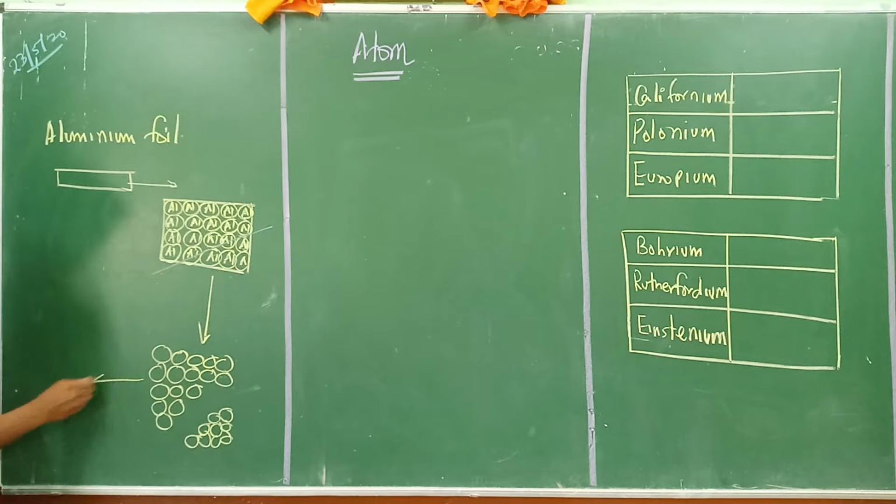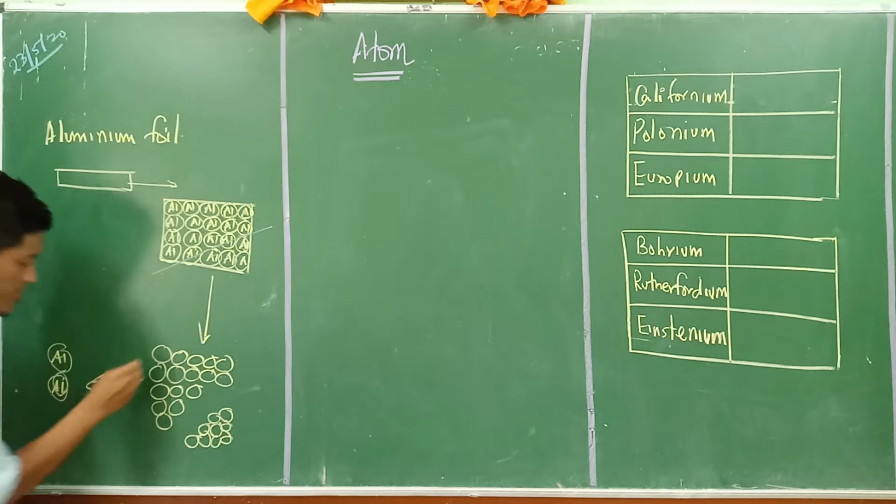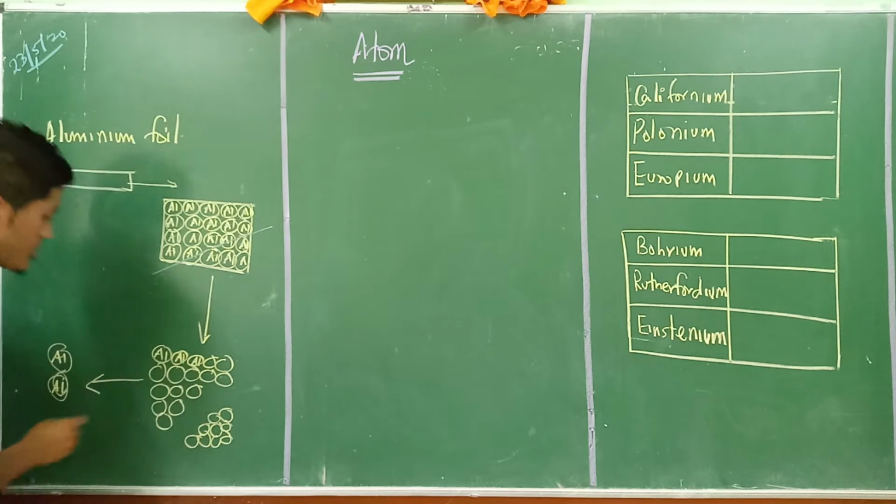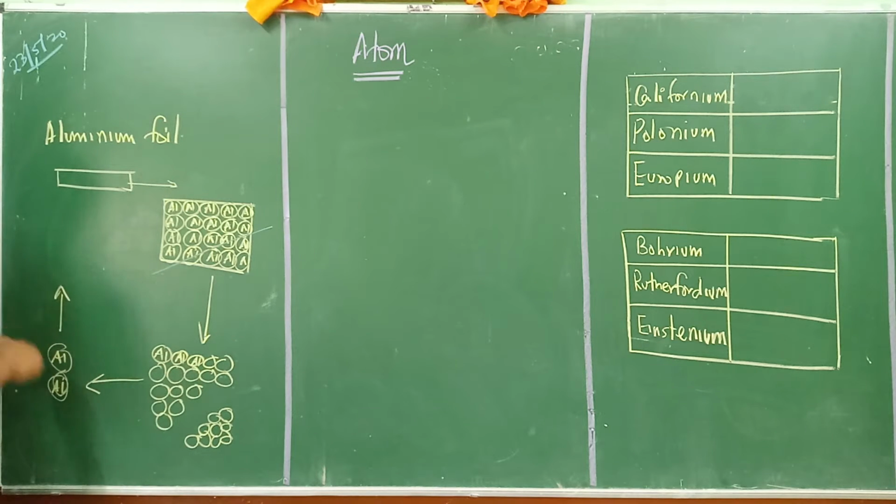Now, if we cut this down into further smaller pieces, we will get something like this here, 2 or maybe 3. That is aluminium here, aluminium here. And all of these are aluminium. Now, if we cut this into two, again smaller pieces, we will get a singular one. Now, this is what we call an atom.